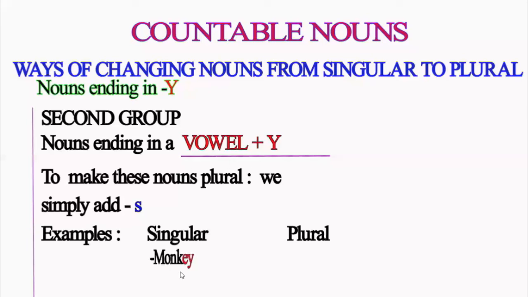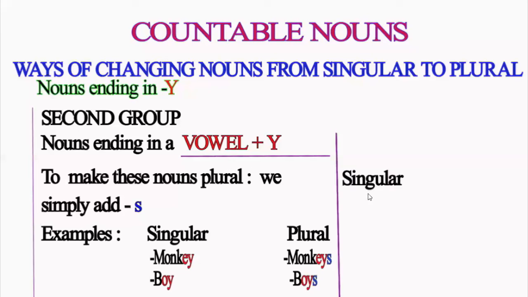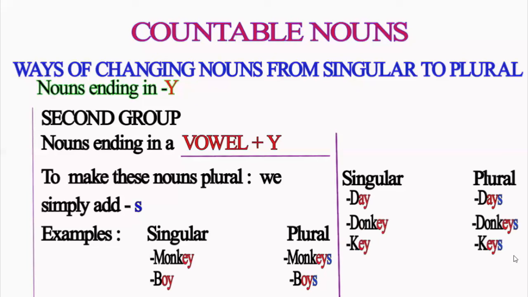Monkey, monkeys. Boy, boys. We simply add s. Only s. Singular, plural. We simply add s. Day, days. Just add s. Donkey, donkeys. Key, keys.